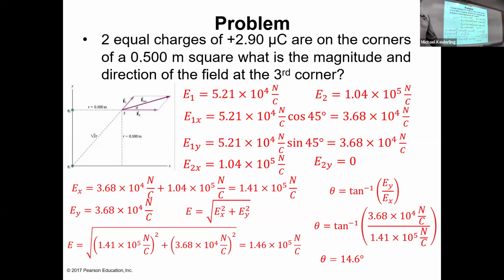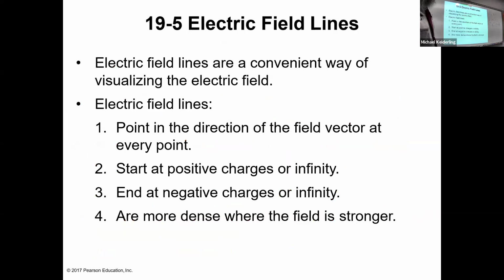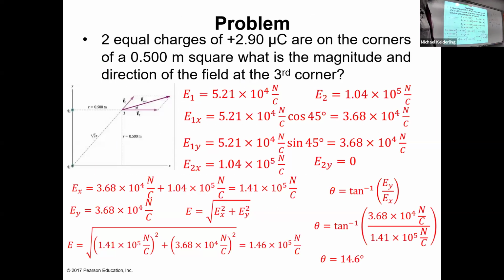So there's a bunch of calculations, but it is reasonably straightforward. You break it into components and add up all the components, and then recombine. Any questions?